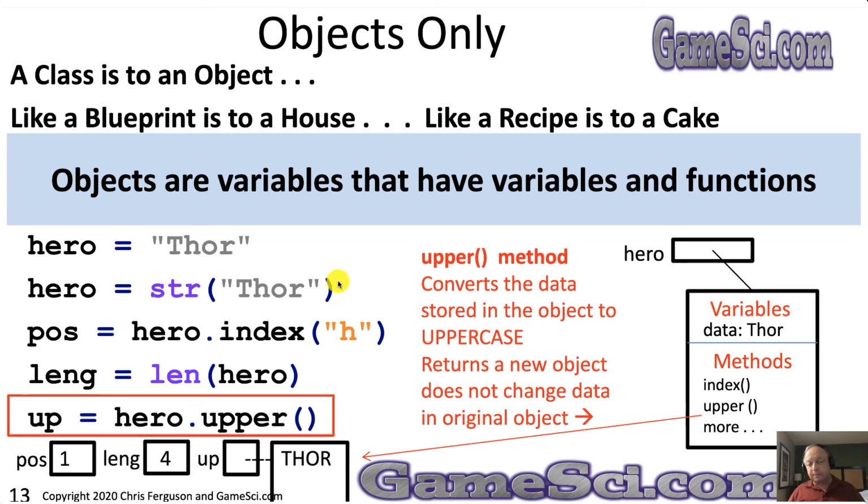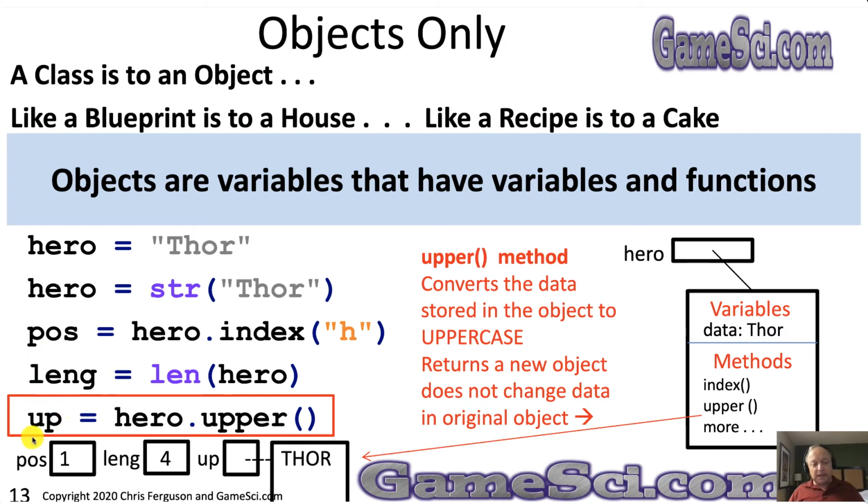Back to methods. Let's call the upper method this time. Converts the data stored in the object to uppercase. What it really does is it returns a new object. It does not change the data in the original object. Notice that Thor here stays a mixture of upper and lowercase. What upper does is say, take my data, T-H-O-R, convert it to uppercase, and send it back to the caller. Build me a new string object containing the same data in uppercase.